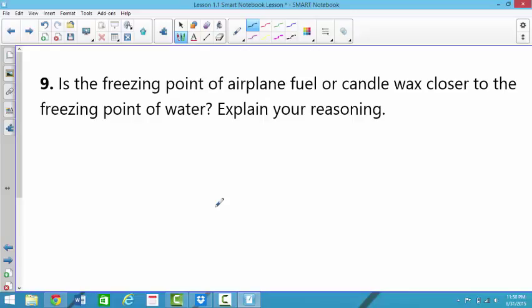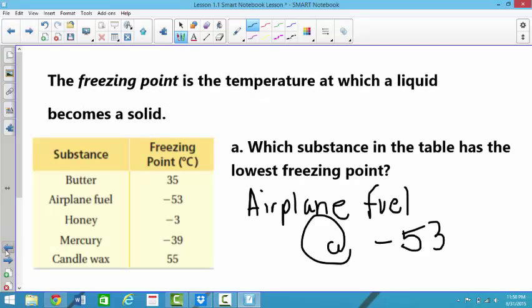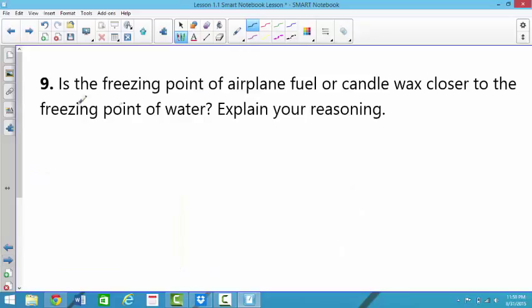Is the freezing point of airplane fuel or candle wax closer to the freezing point of water? Okay, let's go back. The freezing point of water, well, that's not on our list. So we have to figure out what is the freezing point of water.